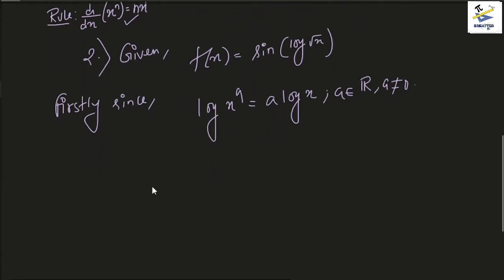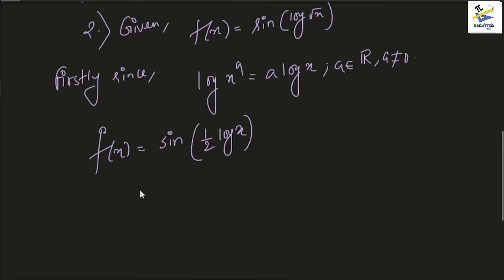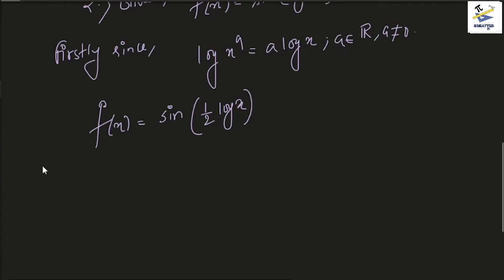But in that case what we can write is f of x equals sine of half log x. This is because root x is simply x to the power half, so sine of log of root x would be sine of half log x. Now, remembering the chain rule, we understand that this is a composition of two functions. If we were to write the composition, we can do it like this.